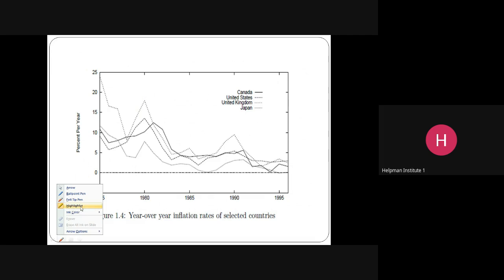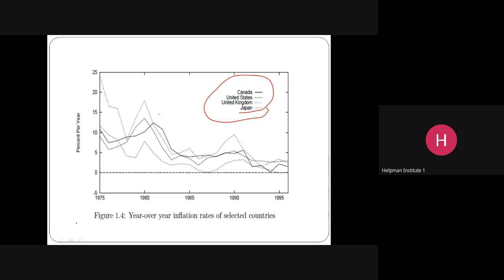Just give me a second. We see here we have the key, which tells us which line represents Canada, UK, USA, and Japan. The thick lines represent Canada, the dotted lines, but thicker than the rest, represent USA, and so on and so forth.